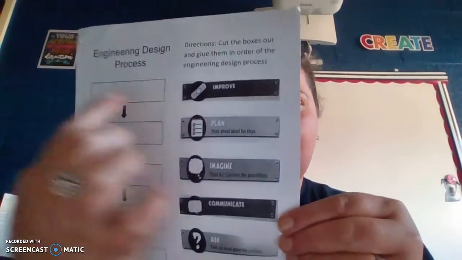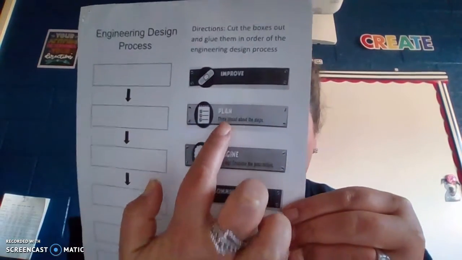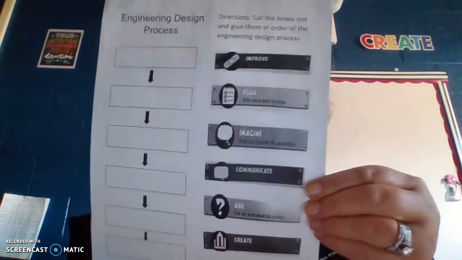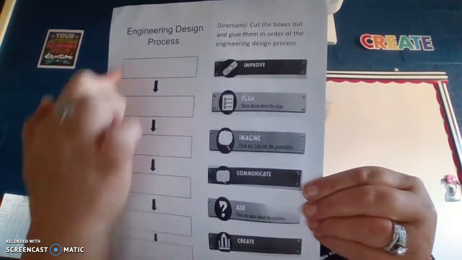So the words that you're writing over here would be improve, plan, imagine, communicate, ask, and create. But these are not in the right order. So I want you to put them in the right order over here.